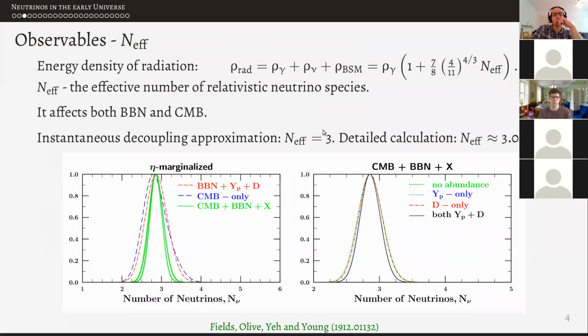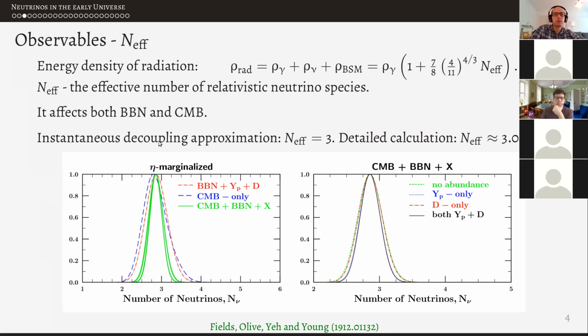So another observable is what we call N effective. I know that Olga also introduced this, but let me just repeat it for clarity. So the energy density of radiation in the early universe consists of the energy density of photons, that of neutrinos, and any beyond standard model contribution. And we can write this in terms of the photon energy density, and then this parameter N effective, where there are some funny constants in front.